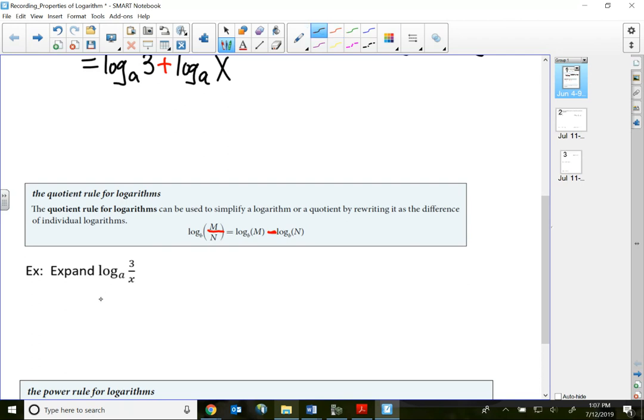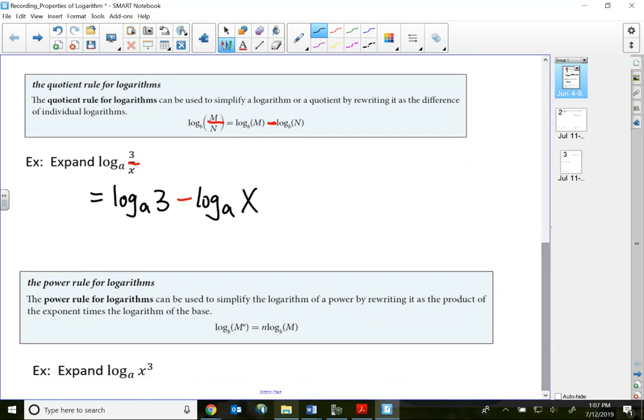So for this example I have here, I can rewrite it as a log with a base a of 3. 3 is on top, so 3 goes first. Division here means I will subtract the logarithm with a base a of x. Okay, read as individual terms.